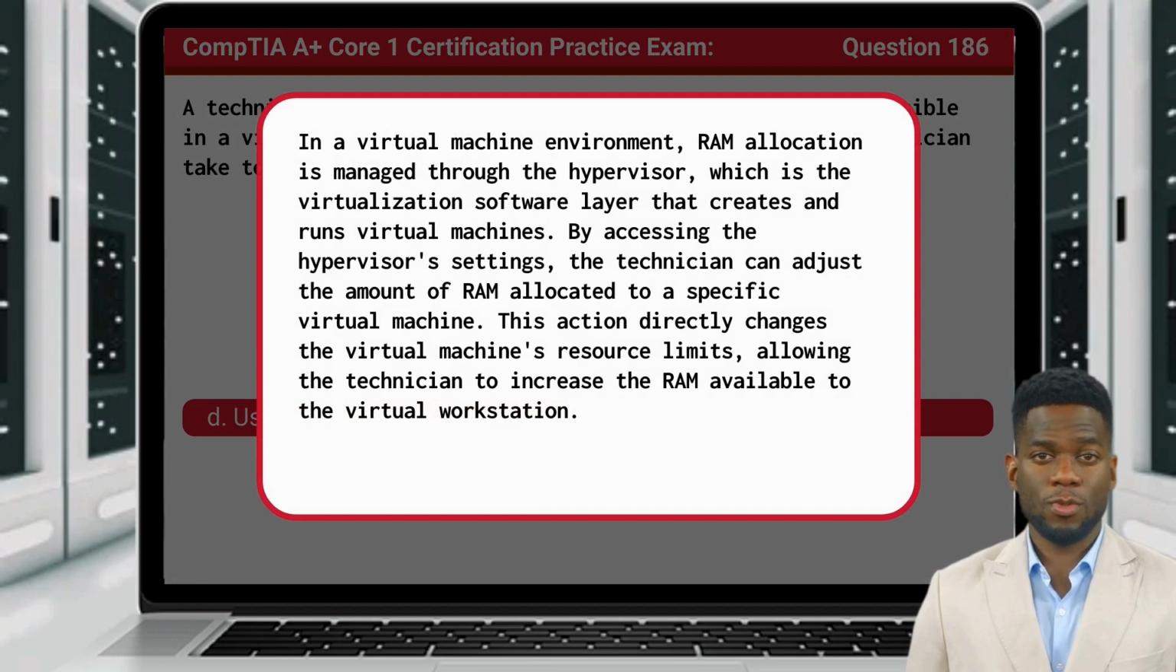In a virtual machine environment, RAM allocation is managed through the hypervisor, which is the virtualization software layer that creates and runs virtual machines. By accessing the hypervisor settings, the technician can adjust the amount of RAM allocated to a specific virtual machine. This action directly changes the virtual machine's resource limits, allowing the technician to increase the RAM available to the virtual workstation.